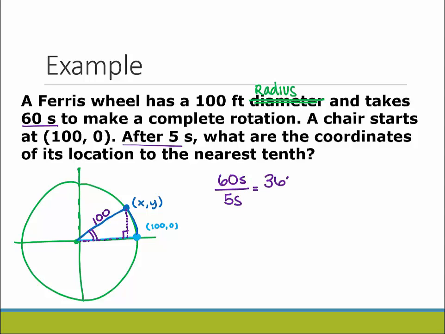All the way around is 360 degrees of a circle, so we can figure out how long 5 seconds of a circle is. So if we do some quick math with this, 360 times 5, we end up with 1800. Divide both sides by 60. And we end up with 30. That means that this angle right here has to be 30 degrees. And in 5 seconds, it travels 30 degrees.